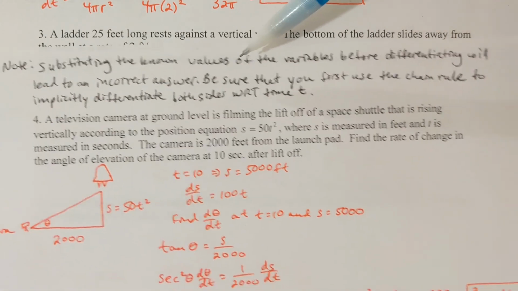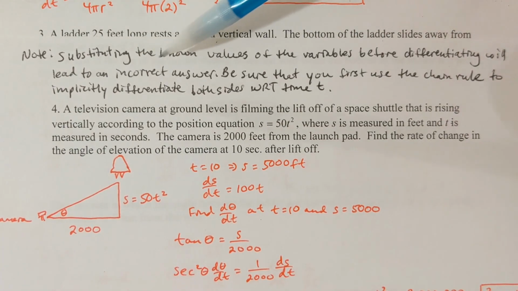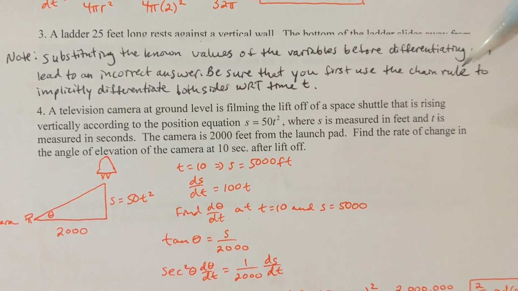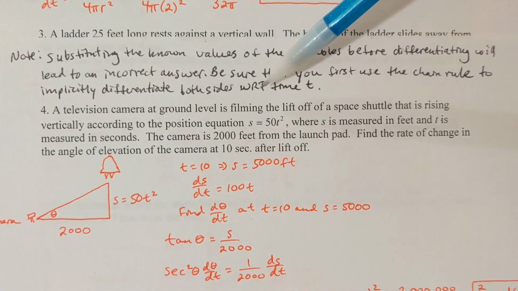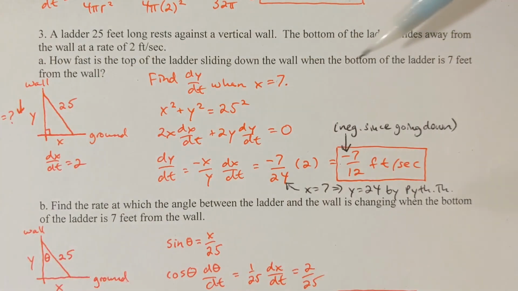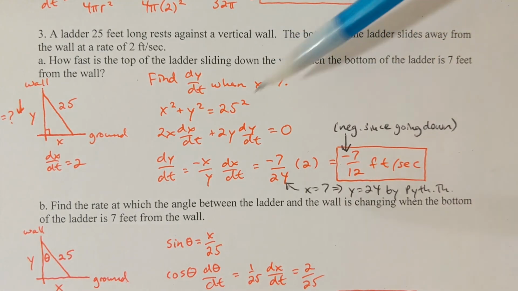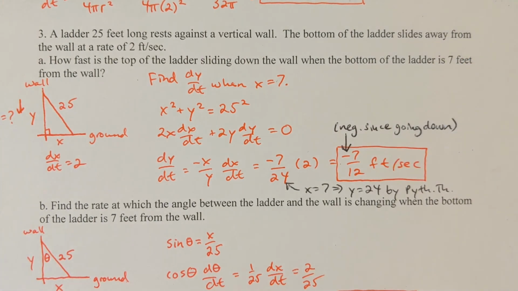That's a note that I have on the next page here. Substituting the known values of a variable before differentiating will lead to an incorrect answer all the time. Be sure that you first use the chain rule to implicitly differentiate both sides with respect to time t. Don't plug anything in until you've taken a derivative on both sides with respect to time t. We'll go ahead and stop here.